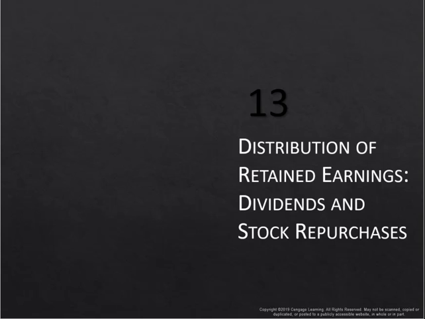We're moving pretty quickly through the last half of the course, and I wanted to start bringing all of these elements together. So the last piece we're going to talk about here in the capital structure section is distribution of retained earnings, dividends and stock repurchases. Essentially, when you buy stock in a company, you expect that you're going to be able to get some cash back out of it.